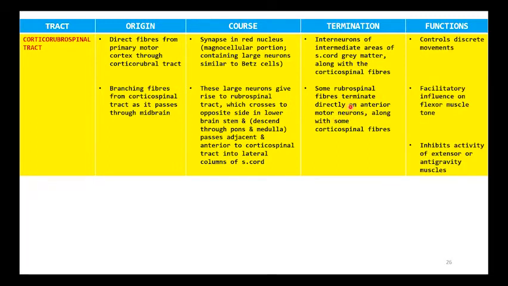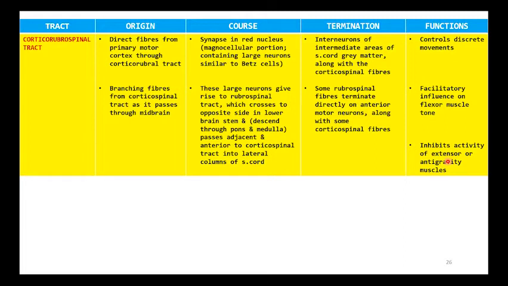And these are the functions of the cortico-rubrospinal pathway. You can see it controls discrete movements. Then there is a facilitatory influence on the flexor muscle tone and an inhibitory influence on the extensor muscles. So these pathways stimulate or facilitate the flexors and inhibit the extensors. The extensors are the anti-gravity muscles.